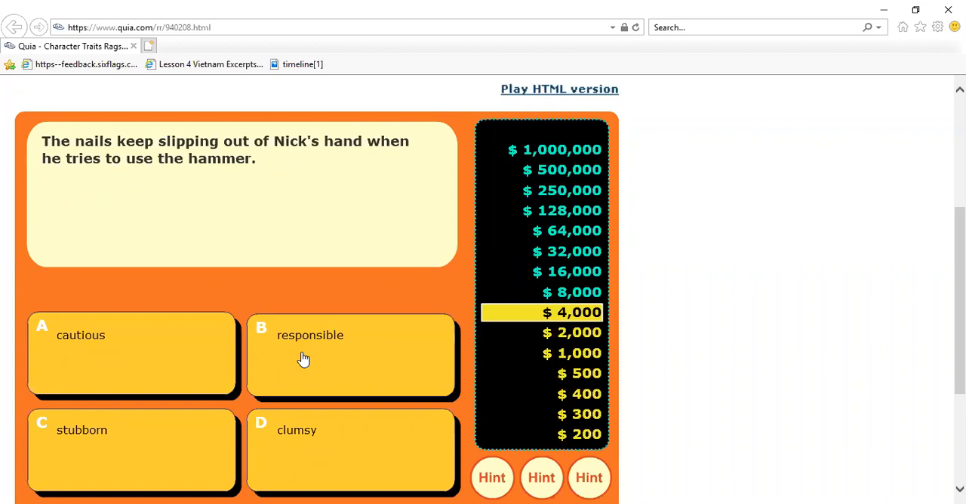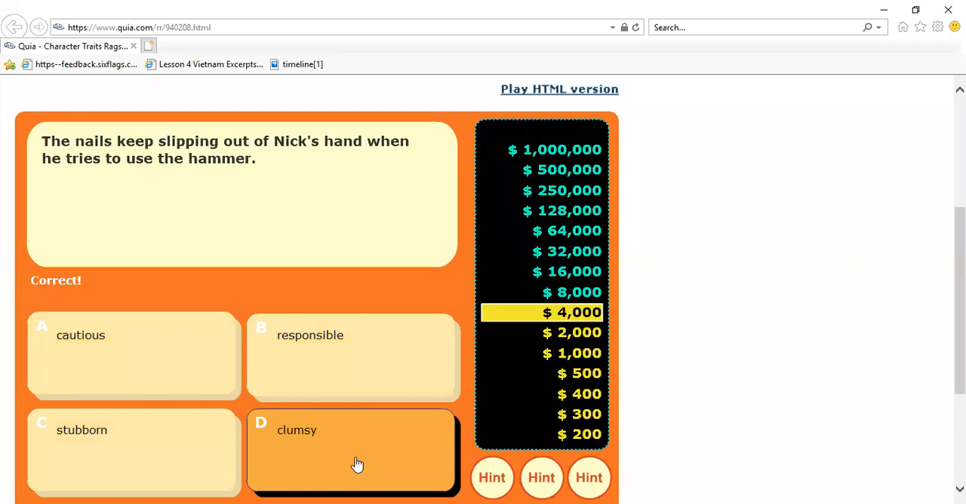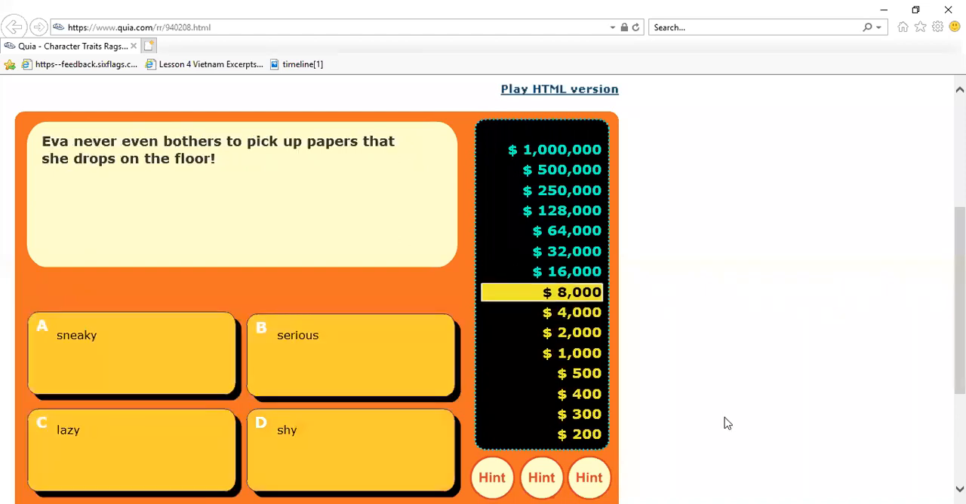Let's see. Come on, Sydney Mills. Are you ready? Yes. All right. The nails keep slipping out of Nick's hands when he tries to use the hammer. Is he A, cautious, B, responsible, C, stubborn, or D, clumsy? Clumsy. Why? Because whenever he keeps on trying to use the nail and the hammer, it keeps on slipping out of his hand. Very good. Excellent. Okay, we're getting there.